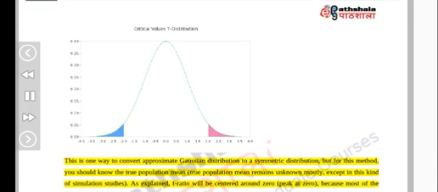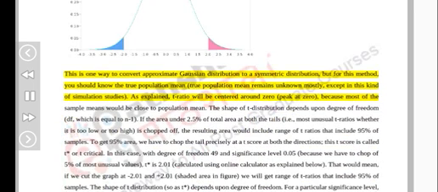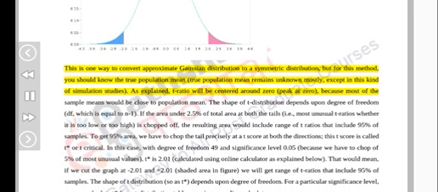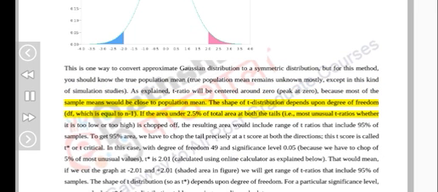This is one way to convert an approximate Gaussian distribution to a symmetric distribution, but for this method, you should know the true population mean. The true population mean remains unknown mostly, except in simulation studies. As explained, the t-ratio will be centered around 0, peaking at 0, because most of the sample means would be close to the population mean. The shape of the t-distribution depends upon the degrees of freedom, df, which is equal to n-1.